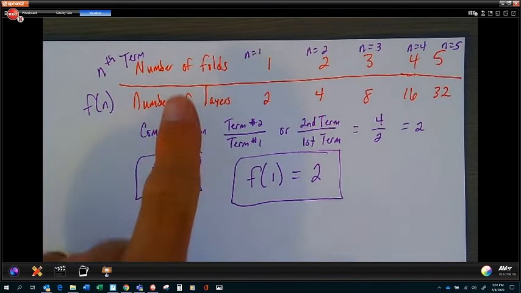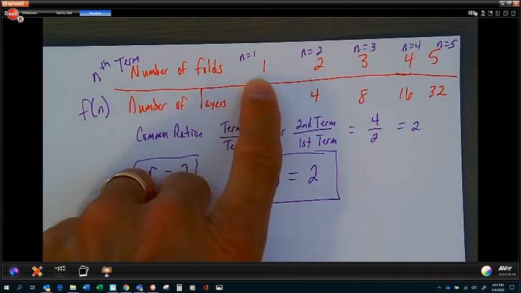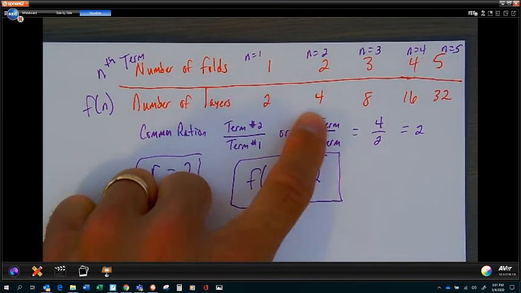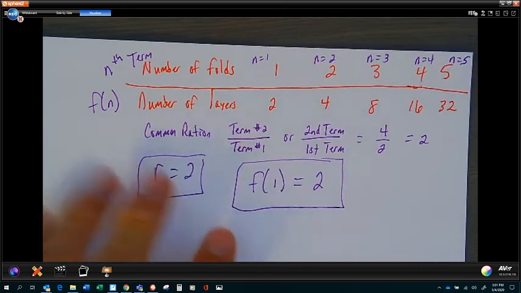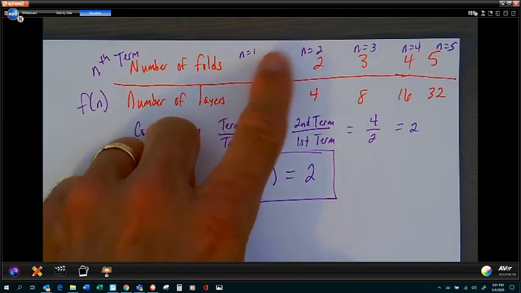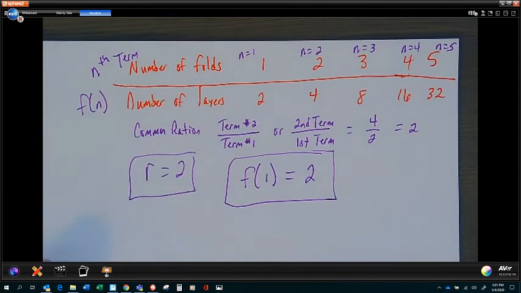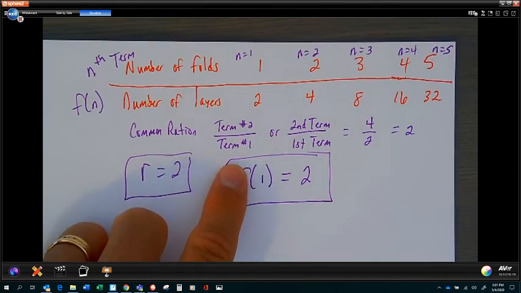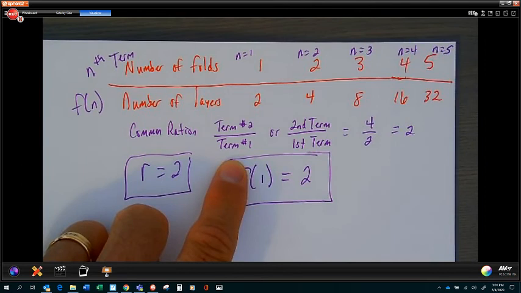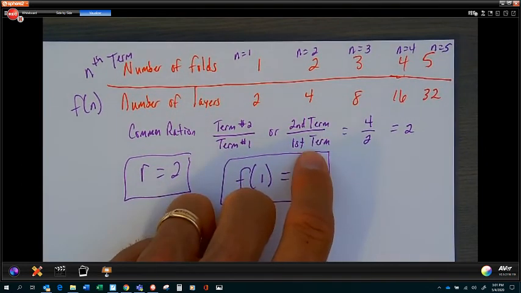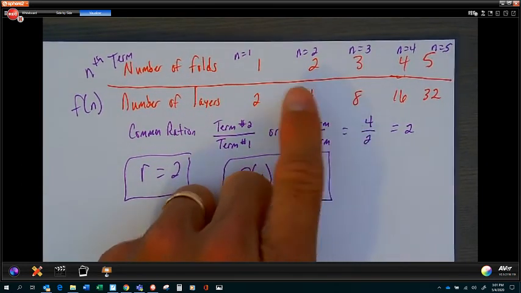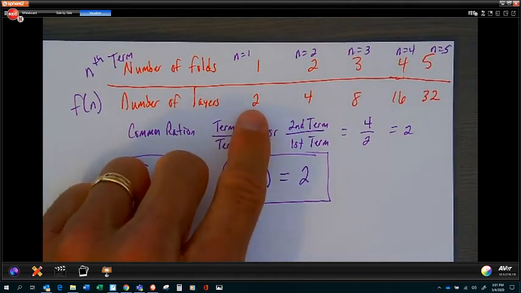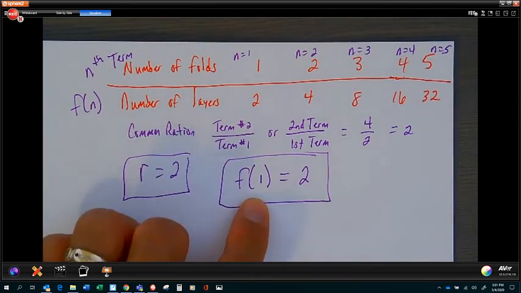Okay, so here's the table. The number of folds, again, the first fold, second fold, third fold, fourth fold, now creates those layers, and they're increasing exponentially. We know the terms, n equals 1, 2, 3, 4, 5, and so on. We've already identified the common ratio, and again, we get the common ratio by taking the second term, or term number 2, and dividing it by term number 1. Second term divided by first term, and in this case, it's 4 divided by 2, which equals 2. So we got our common ratio, and we looked at the table here, and we know our first term.